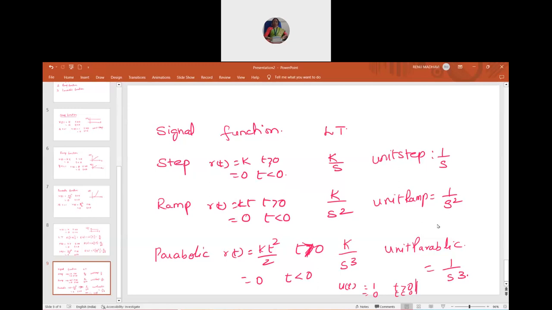So that is it. Next we will learn about the first order system, the second order system, and the step response of first order and second order systems.